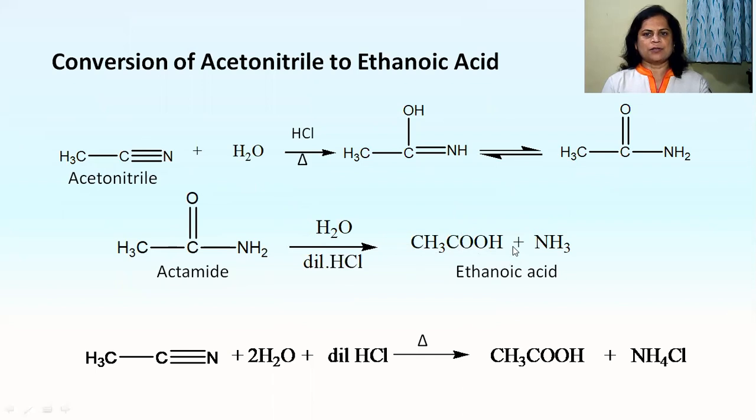The same reaction written in one step: CH3C triple bond N with 2H2O and dilute HCl on heating gives acetic acid. So this is for the conversion of acetonitrile to ethanoic acid.